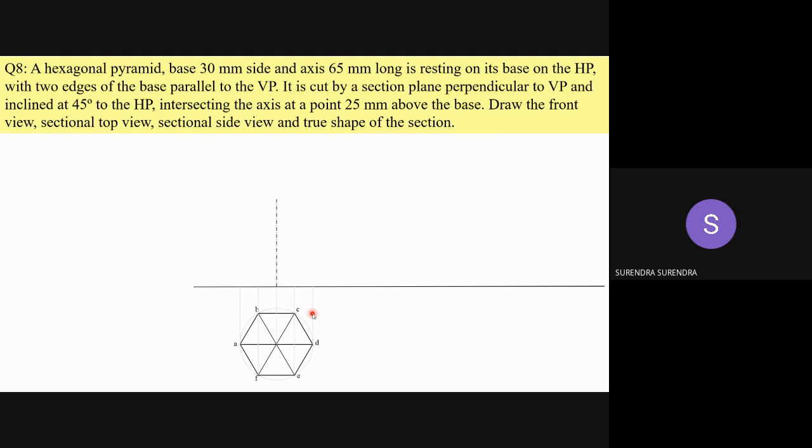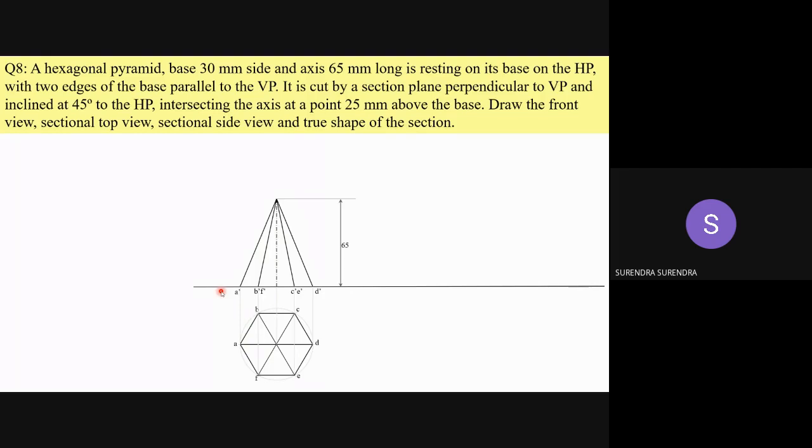Now project all the points from the top view to the front view, as it is resting on its base on HP. Project all the corners of the base only up to the XY line, and from here draw the axis for a height of 65 mm. Now mark all the base points A, B, C, D, E, F and draw the lines joining the base corners to the apex. So with this we completed the projection of the solid.